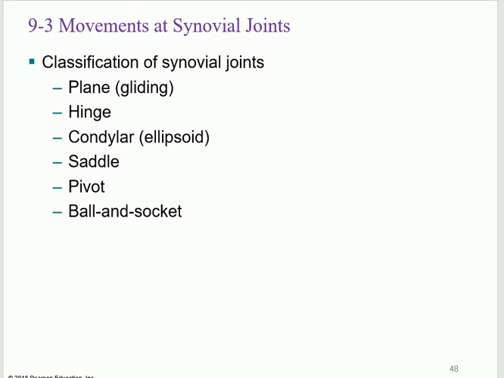Now the synovial joint can also be classified according to how the two bones fit with each other. Sometimes it is gliding, both bones are flat, like your wrist. Here is a bone, and they move like this. This is called gliding. We have hinge, condylar, saddle, pivot, ball and socket. And for each one of those, you need to know also examples. What does it mean and examples?